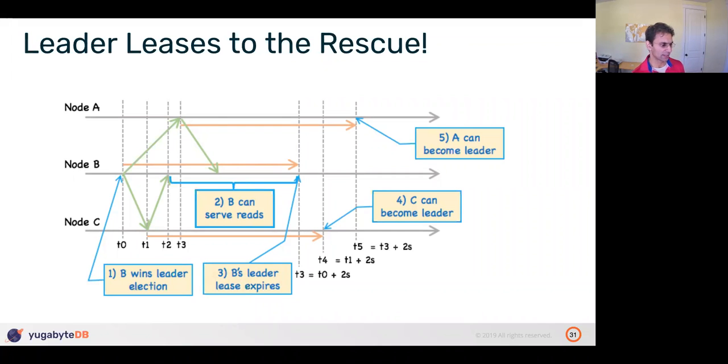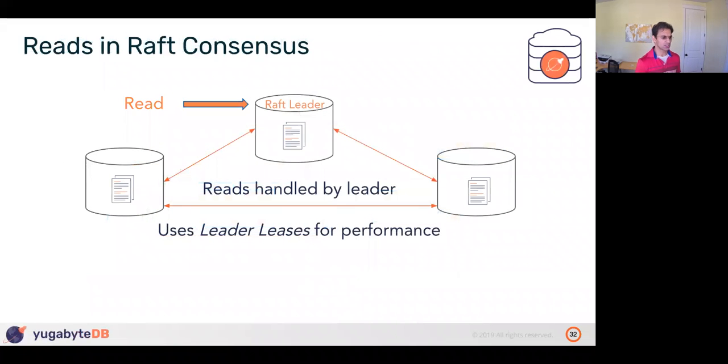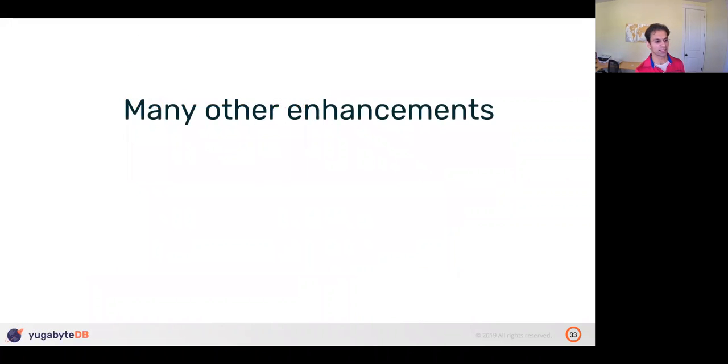So this is what this diagram kind of puts together. The reads now are handled only by the leader, and it uses leader leases for performance. And if you think about Raft, there's a lot of other performance enhancements, like starting from the fact that Raft only talks about a write-ahead log, but your database is not just a write-ahead log.